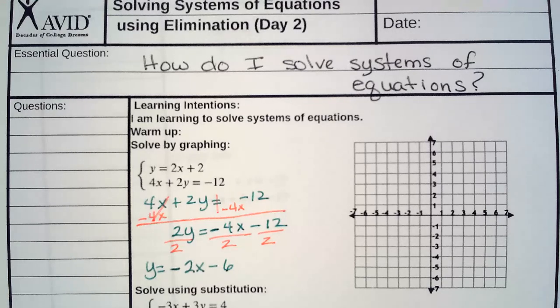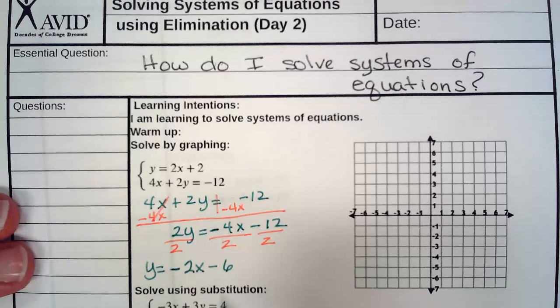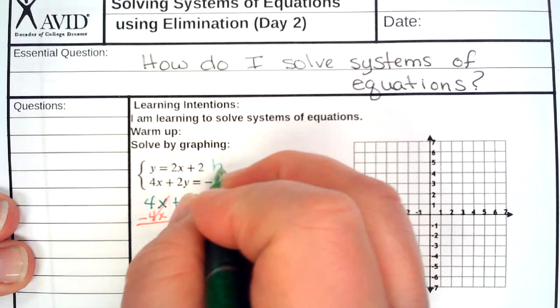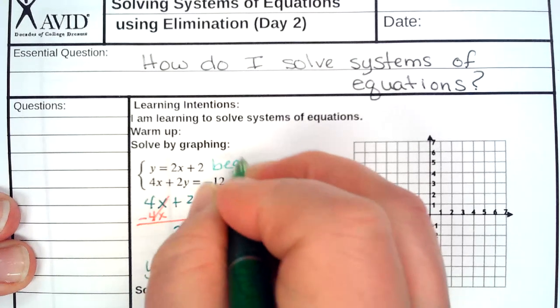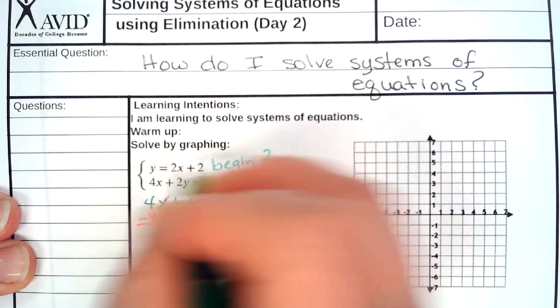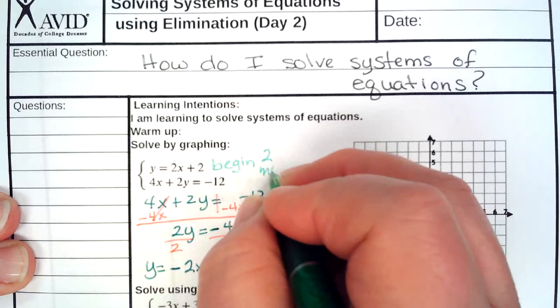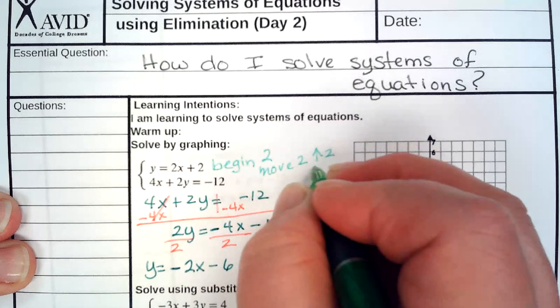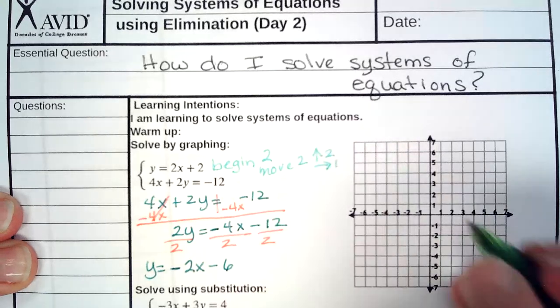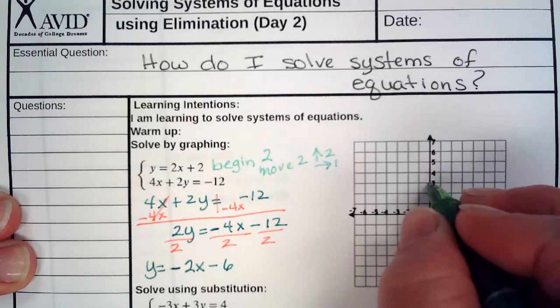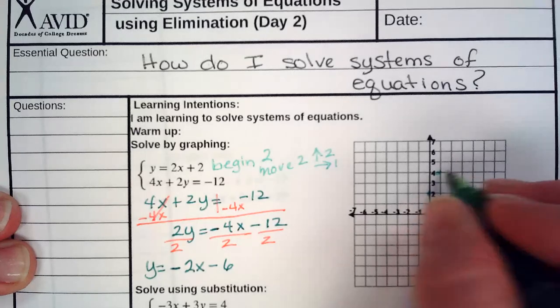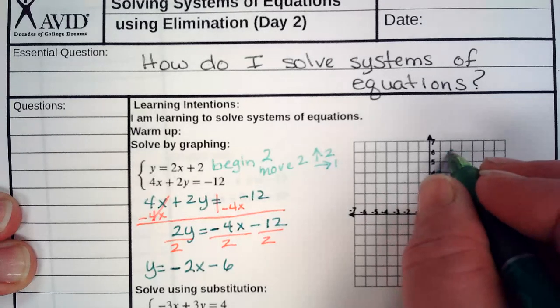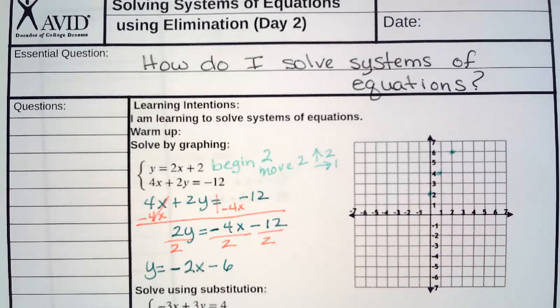So to graph the first one, where do I begin? I begin at 2. How do I move? 2, which is up 2 and right 1. So I'll start at 2, I'll go up 1, 2, and right 1. 1, 2, right 1. Now I am ready to draw my line.